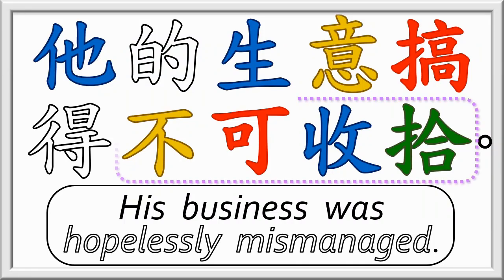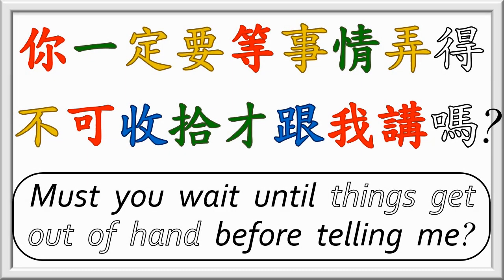If 收拾 means to straighten or tidy up, the negative 不可收拾 would mean a situation is out of control, hopeless, or irreversible, literally impossible to straighten up. 他的生意搞得不可收拾. His business was hopelessly mismanaged. 你一定要等事情弄得不可收拾才跟我讲吗？Must you wait until things get out of hand before telling me?